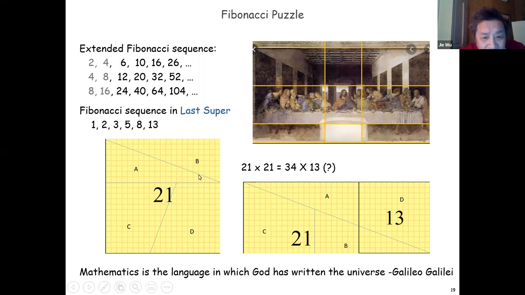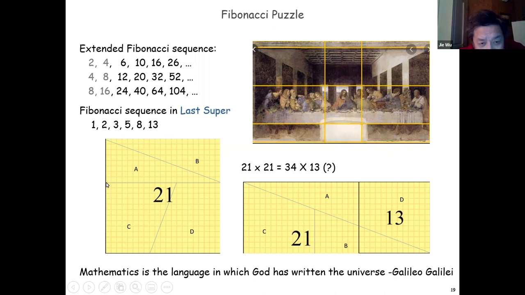Then you partition this square in this way. So on this side, you put 13. See, this is a Fibonacci number, right? 21, 13, right? So if this is 13, then the other one must be eight. See, this one's an eight and this is 13.